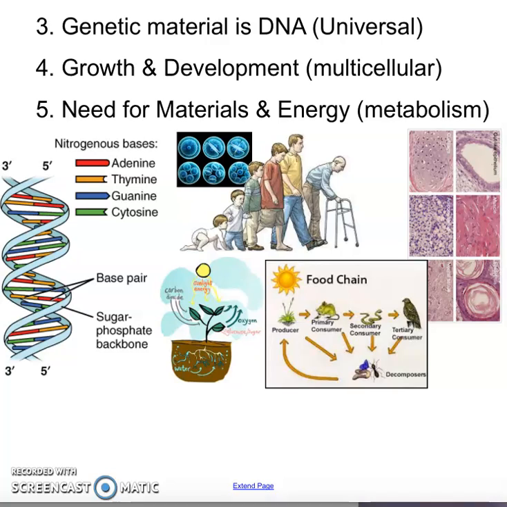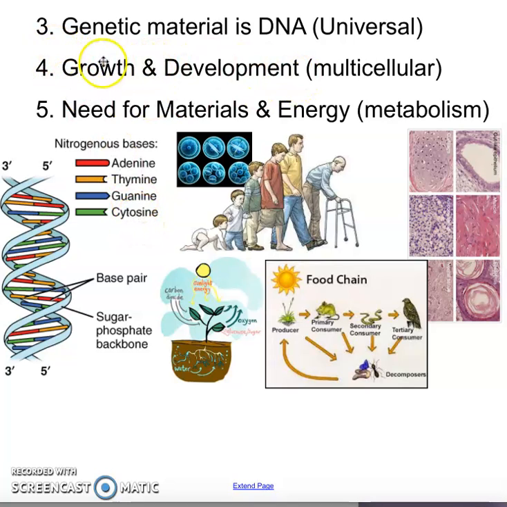Another characteristic of life is that the genetic material is DNA, and this is actually universal. Every living thing that we've looked at has DNA. Every DNA molecule that we've looked at has the same four nitrogen bases: adenine, thymine, guanine, and cytosine.